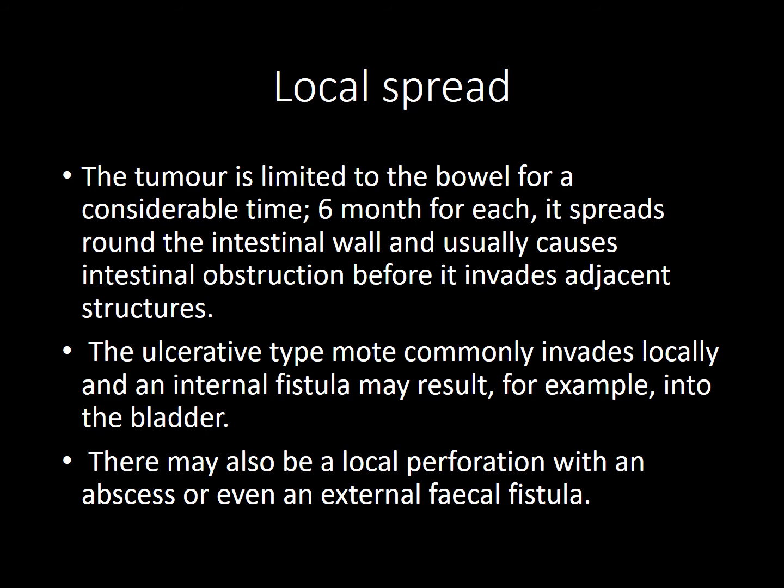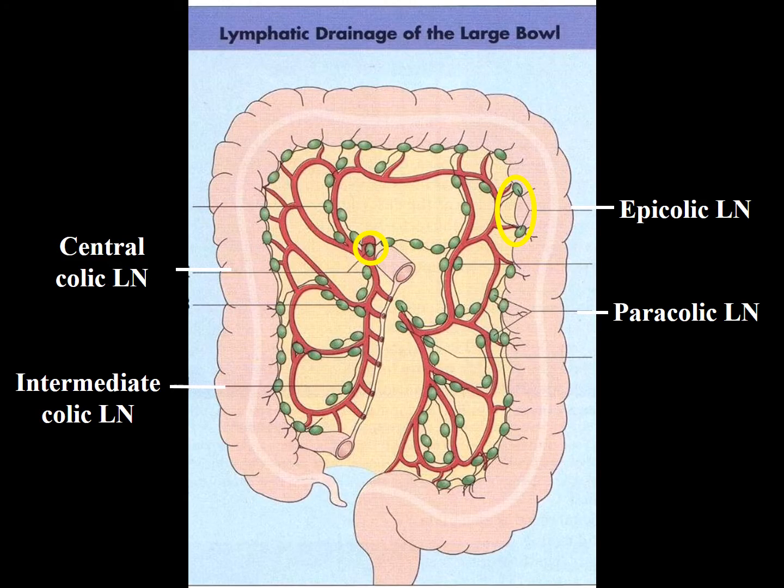The ulcerative type most commonly invades locally and an internal fistula may result, for example, into the bladder. That means that after involving the whole lumen, it invades the surrounding structures, may invade into the bladder, may invade into the other organs in the abdominal cavity. Also there may be local perforation with abscess formation and an external fecal fistula. We have epicolic lymph nodes N1, paracolic and intermediate lymph nodes N2, and central colic lymph nodes N3.